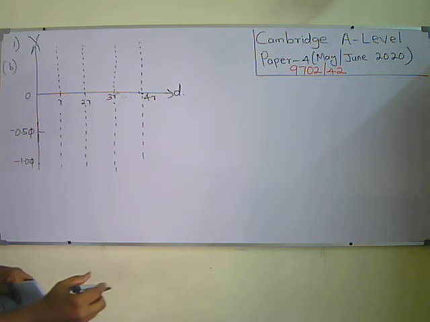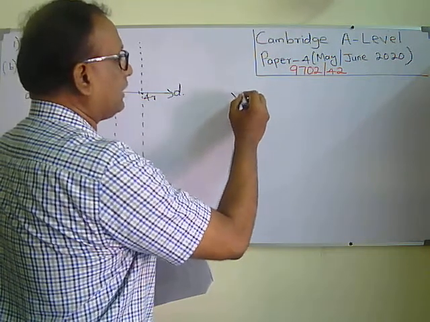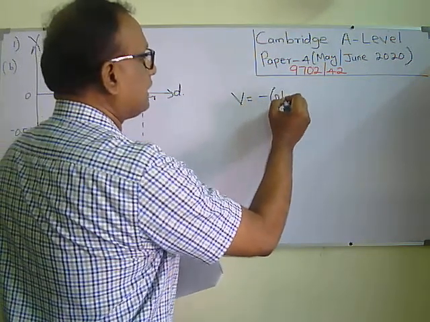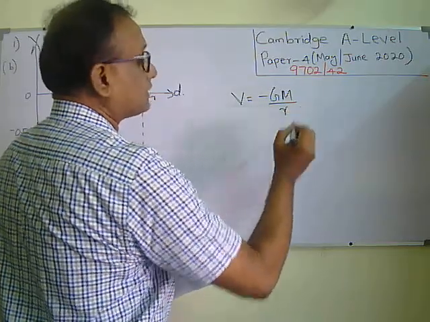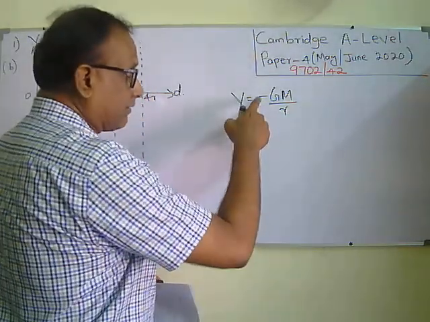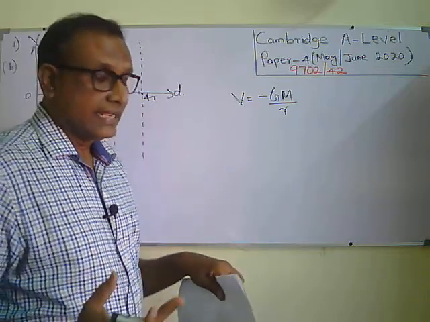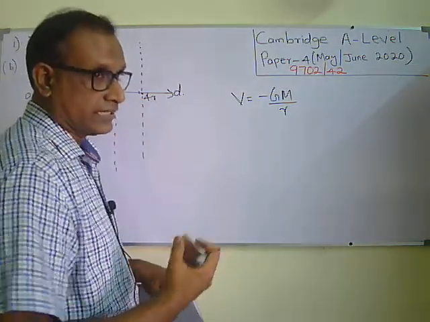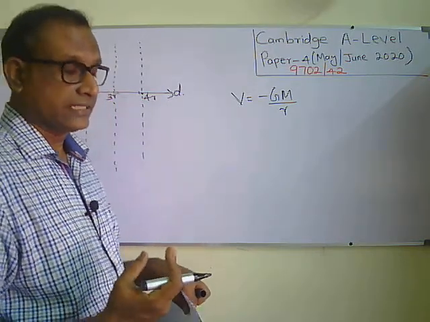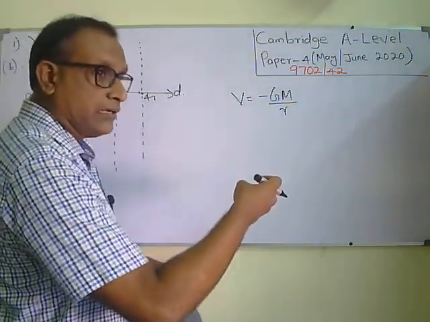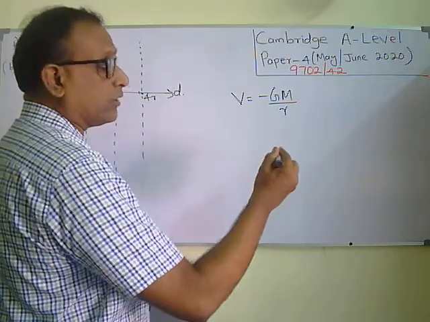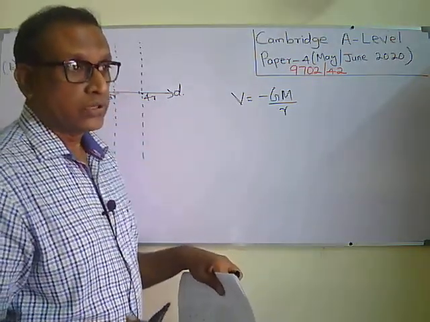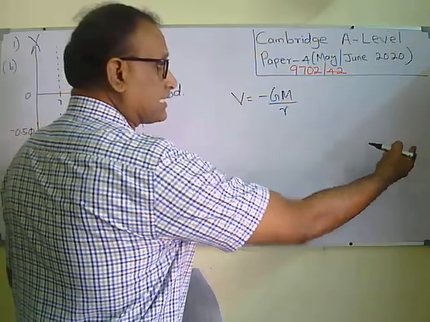So, the gravitational potential is given by V equals minus Gm over r. That's a general equation. The gravitational potential is negative always. The reason is that gravitational force is attractive. So, since the gravitational force is attractive, actually work will be done by the gravitational field when you are moving 1 kilogram mass from infinite distance to a point.